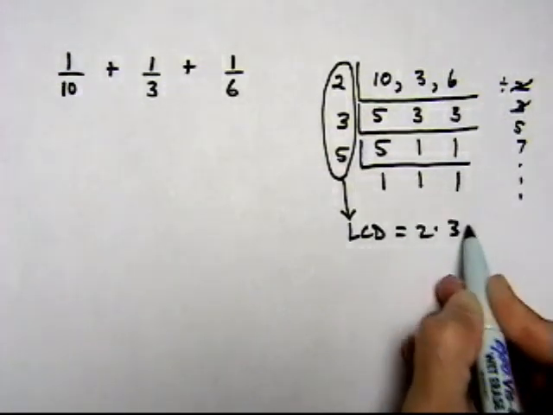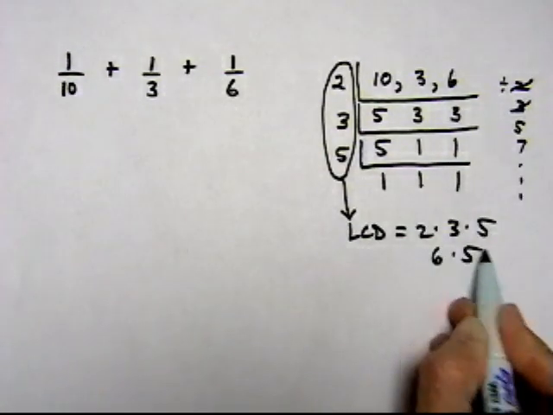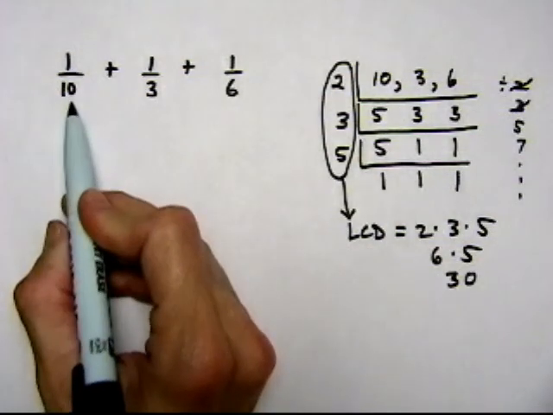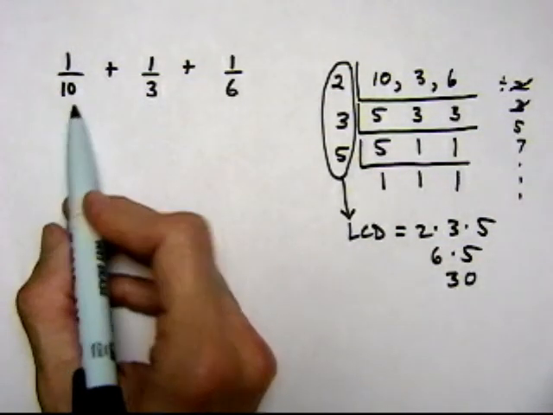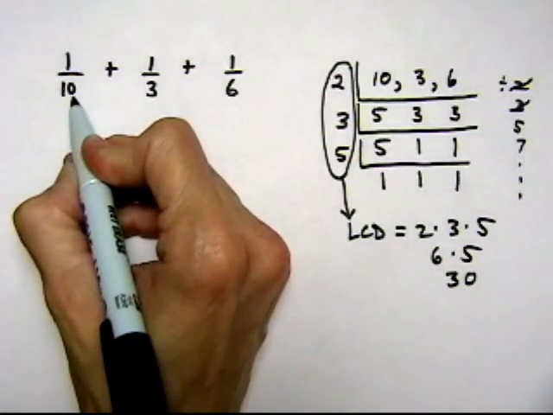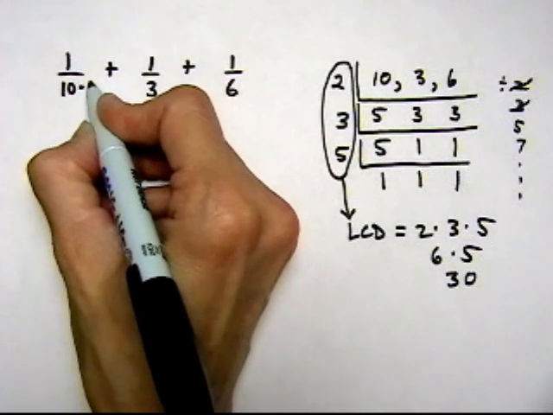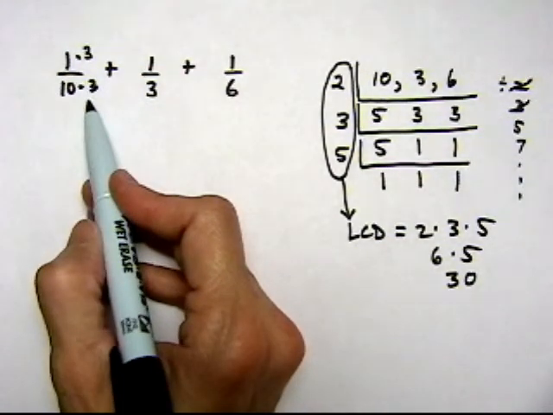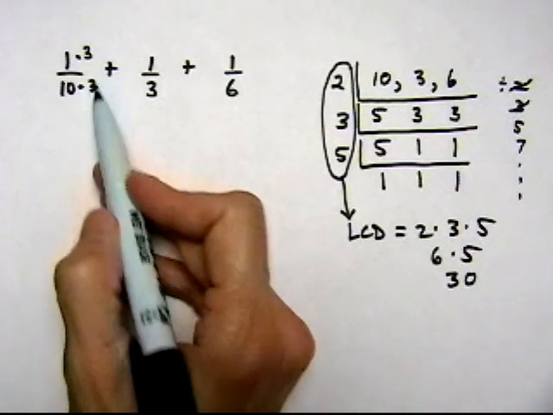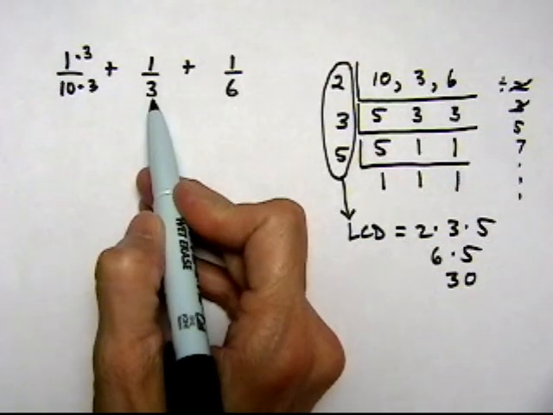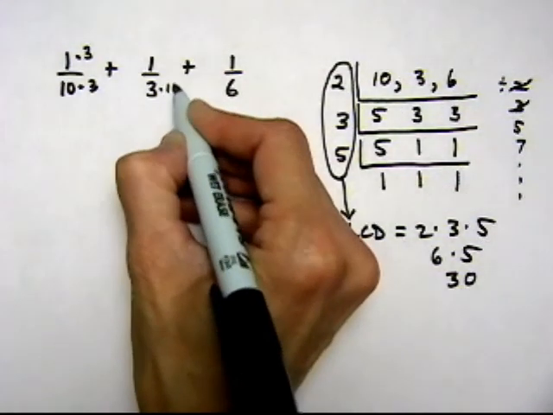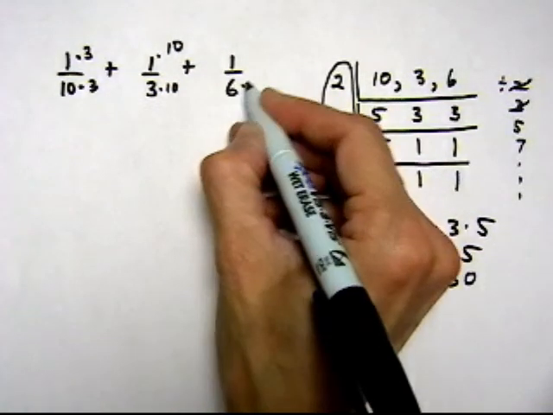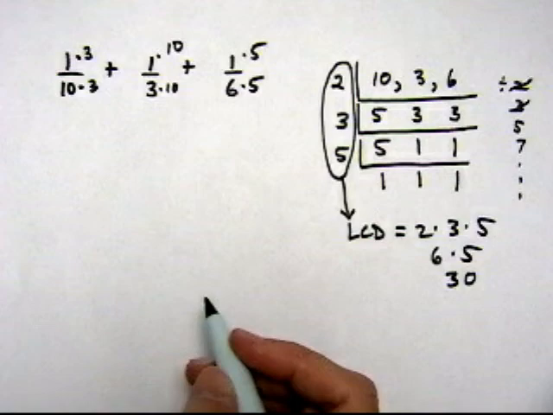LCD is 2 times 3 times 5. 6 times 5 is 30. So 30 is what we want to force to be our denominator. To turn 10 into 30, we have to do times 3 top and bottom, remember, because you've got to balance out the numerator of the fraction, because we're really multiplying by 1, 3 over 3. To turn 3 into 30, we have to do times 10, top and bottom. And to turn 6 into 30, we're doing times 5, top and bottom again.